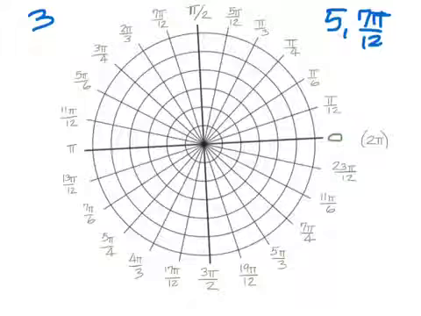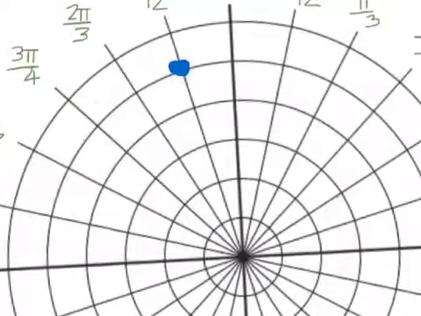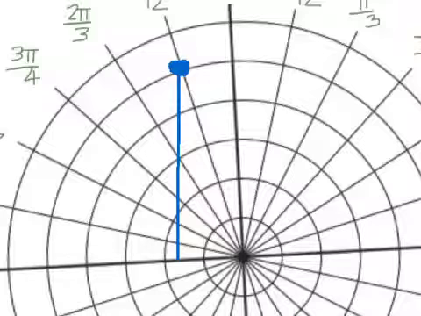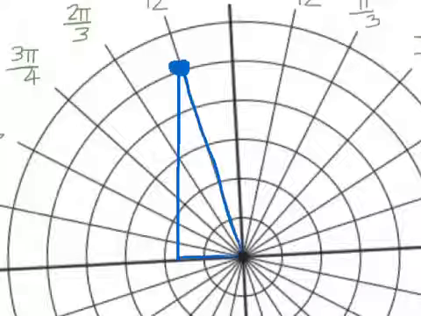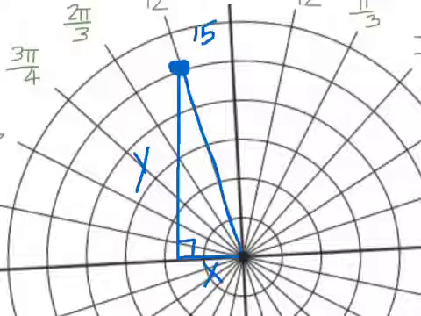Problem number 3 from the test. 5 and 7 pi over 12 is going to show up right here. So we'll zoom in and draw out the triangle. Should go like this, and this. This is y, this is x. Now each one of those segments of the polar graph is 15 degrees. So if I have 15 here, take 15 away from 90. That means this is going to be 75.